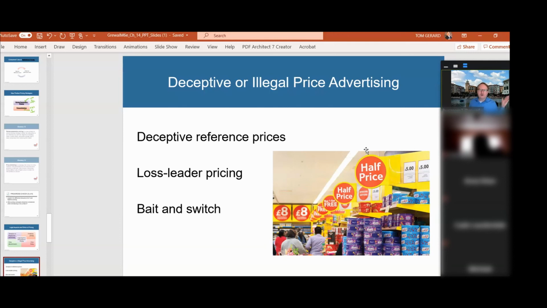But you can go anywhere else in town and buy it for $3, so it's really not half price. That's deceptive reference price. My reference price is $5 instead of $3, and so I advertise it as half price. A lot of these are illegal, and they'll talk about the different acts throughout history that have been passed on these things. But how do you prove that, right? Loss leader pricing. This is selling below cost. Very illegal, but done all the time, especially by companies like Walmart.